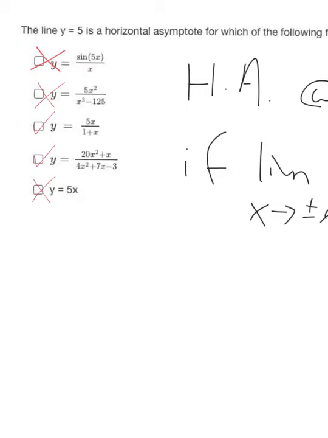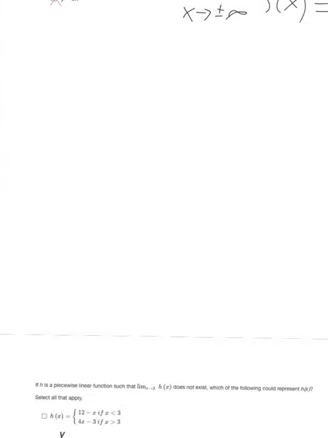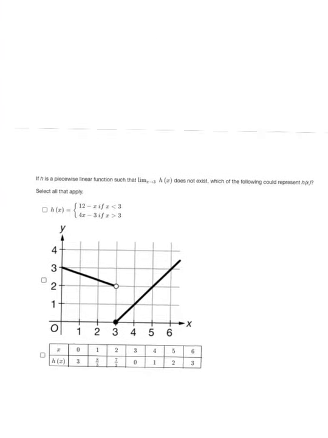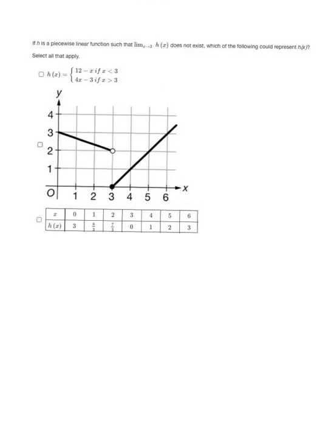All right, moving on. So we've got a piecewise linear function such that the limit as x approaches 3 does not exist. Which of the following could represent that function? So it's basically saying, for which of these 3 does the limit as x approaches 3 not exist? And so we just consider each one at a time.